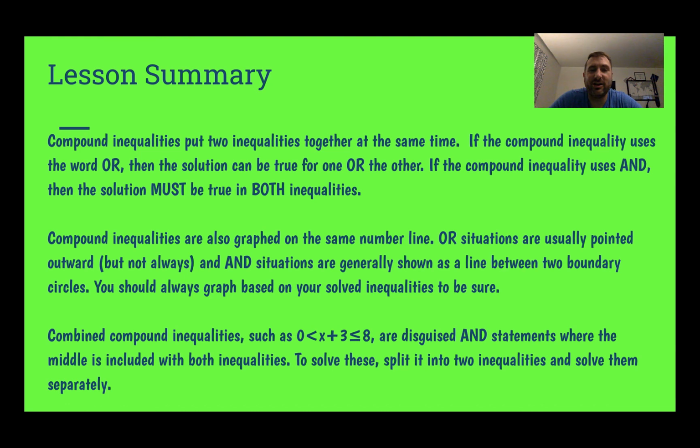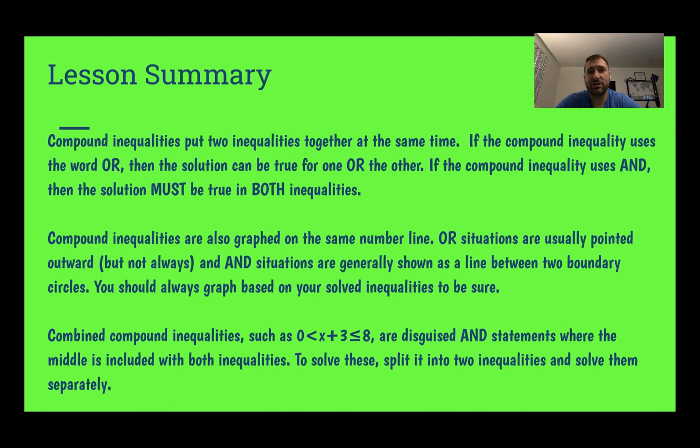In this lesson, we learned that compound inequalities are just two inequalities together at the same time. If the compound inequality uses the word or, then the solution just has to work in one or the other. On the other hand, if the compound inequality uses the word and, then what you get as your solution, or what you're testing as your solution, must be true for both inequalities. Compound inequalities are also graphed on the same number line.